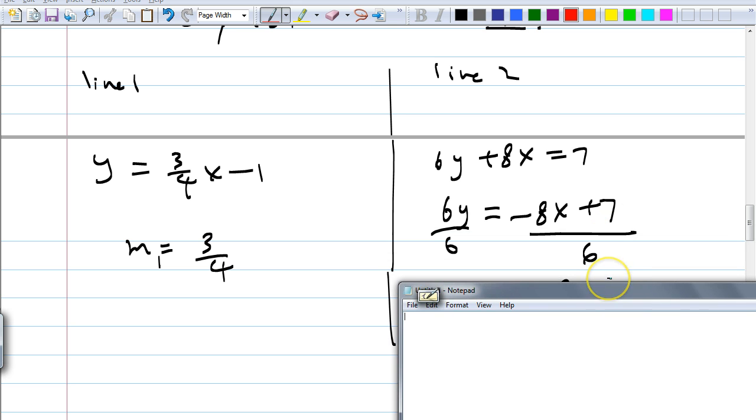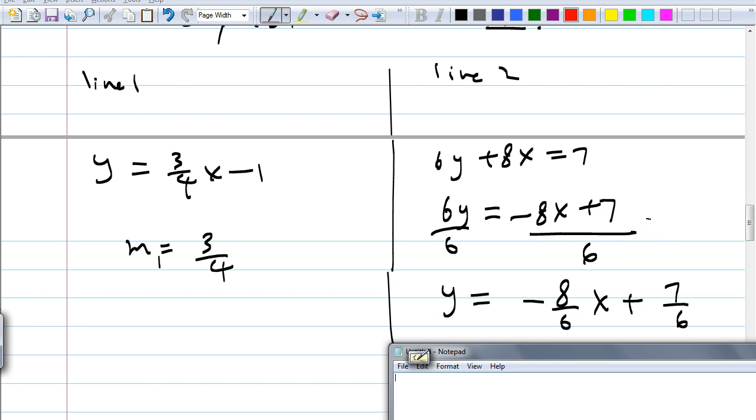How many people got the equation? Sammy, what do I get when I do this? y equals? Is it over 7 or is it over 7 over 6? 7 over 6. Yeah, be careful. You need to divide both of the terms by 6. Very good. And Sammy said negative 8 over 6, you should always simplify.